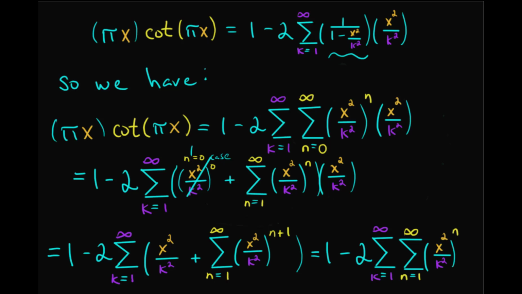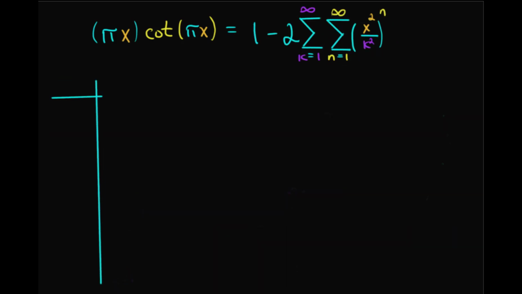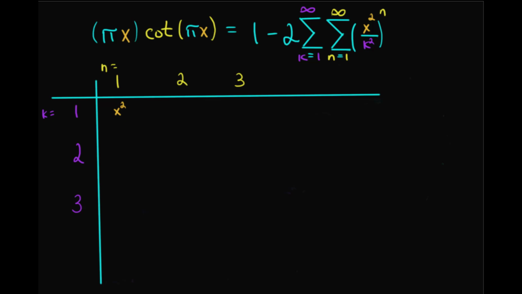Well, we can further unpack what this double sum actually looks like by writing out a two-dimensional array of its terms. So in the leftmost column, I'm going to have k equals 1, k equals 2, k equals 3, and in the top row there, I'm going to have n equals 1, n equals 2, and n equals 3. Now this is obviously an infinite double sum. I'm just showing the first few terms. And as I said, when we do these double sums, we work from the inside out.